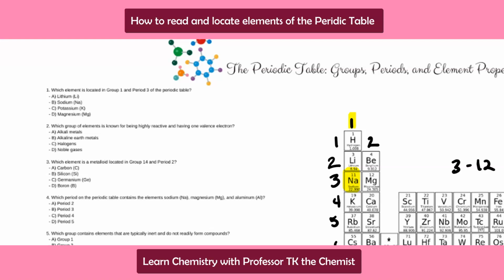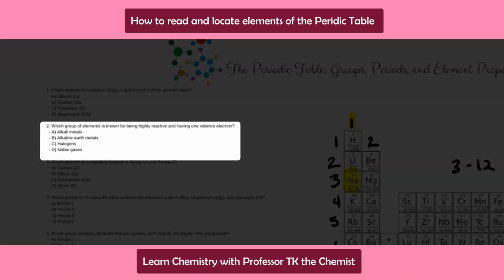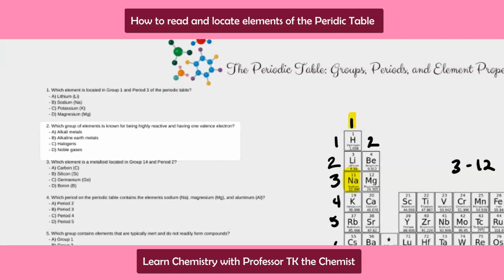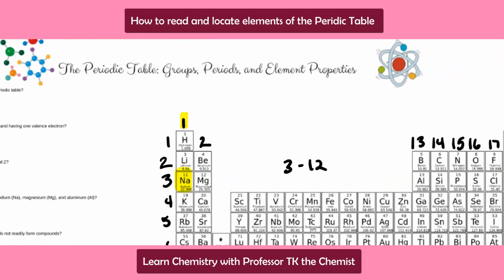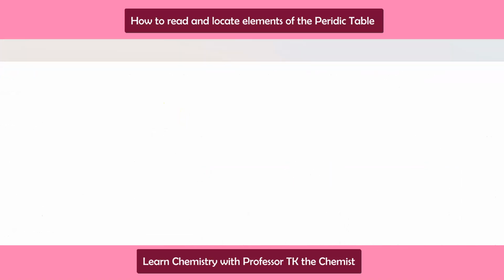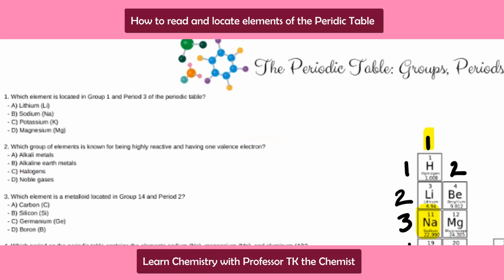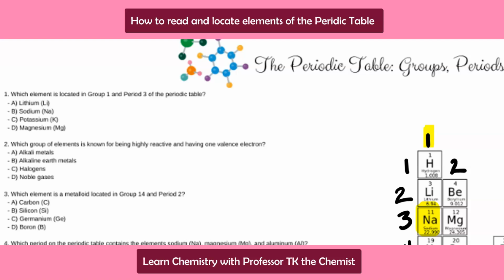Next question. Which group of elements is known for being highly reactive and having one valence electron? Now, again, to answer this question, because they said one valence electron, that means the elements that are in group 1. So the elements that are in group 1 are your elements that are highly reactive. So here it is right here. Group 1 are known as the alkali metals.